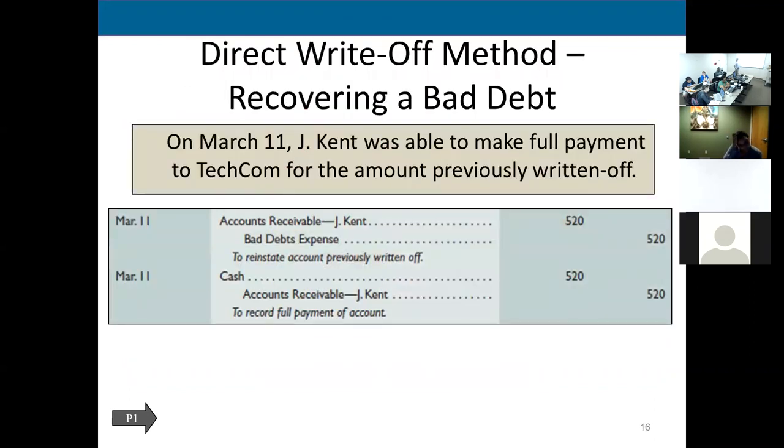And now let's assume that we're going to recover. So we've written it off. And now Jay Kent on March 11th is able to make a full payment.